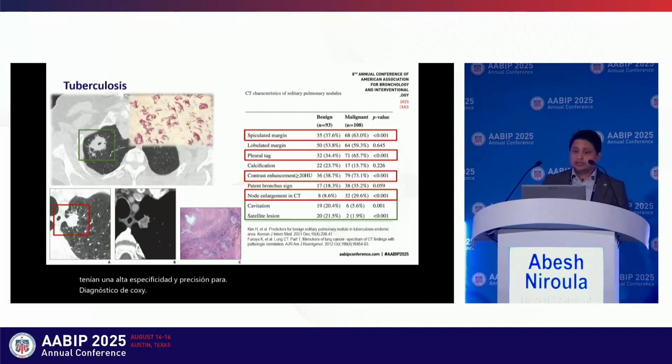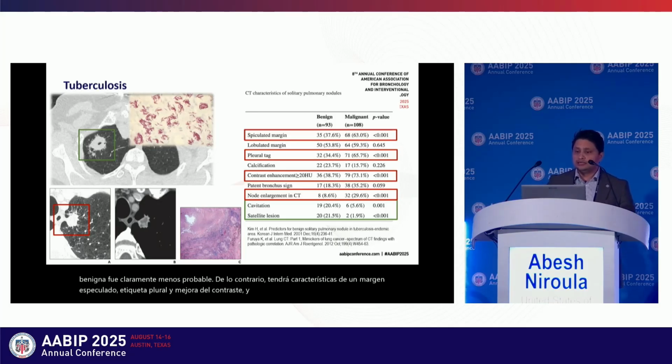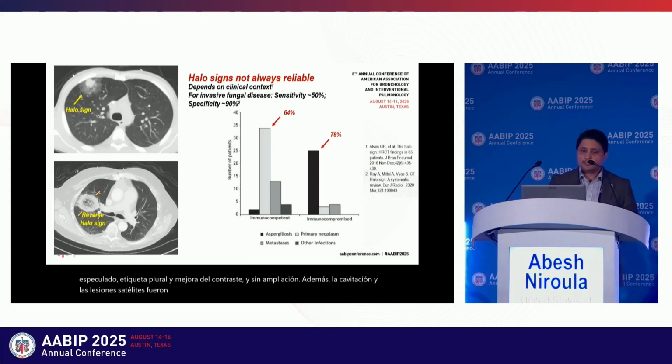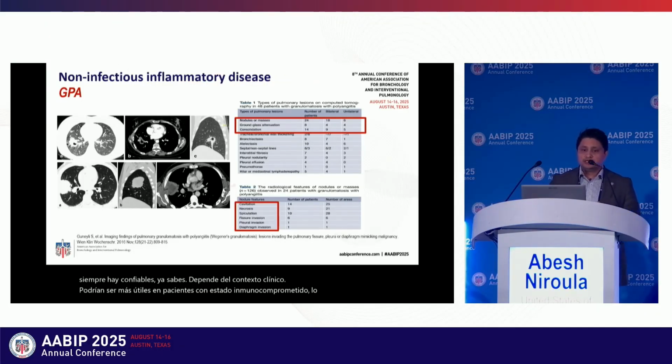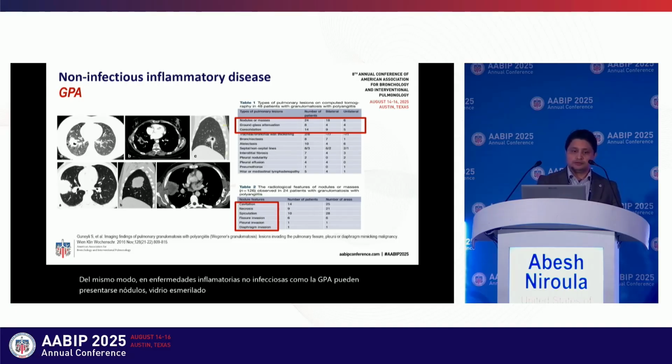In tuberculosis, in this study, which was done in a TB endemic area, benign etiology was clearly less likely if the nodule had features of spiculated margin, pleural tag, contrast enhancement, and node enlargement. In addition, cavitation and satellite lesions were more common in tuberculosis. Halo signs are helpful, but they are not always reliable. It depends upon clinical context. They might be more helpful in immunocompromised patients, suggesting that there may be aspergillus. Similarly, non-infectious inflammatory disease like GPA can present with nodules, ground glass, consolidation, cavitation, and even spiculation.